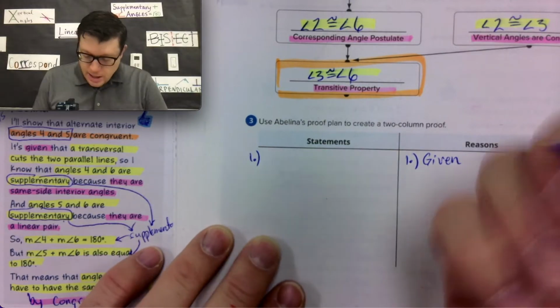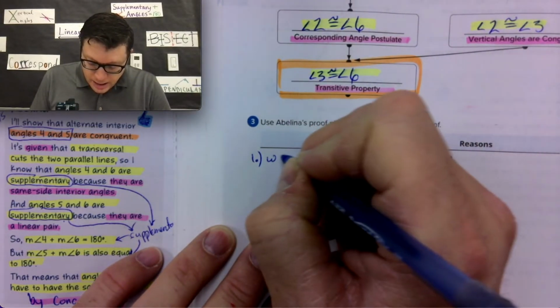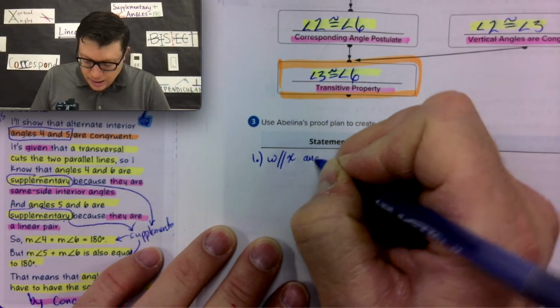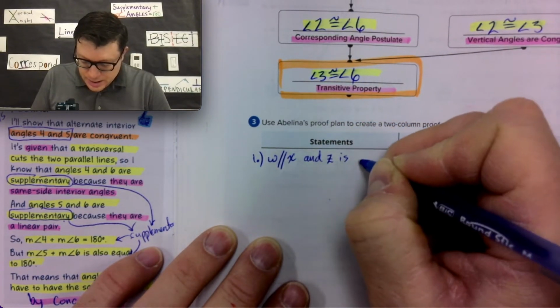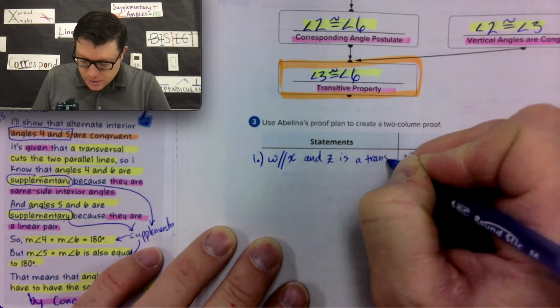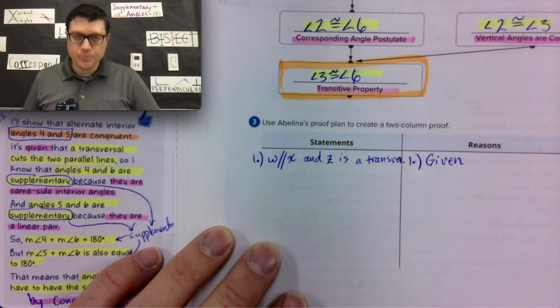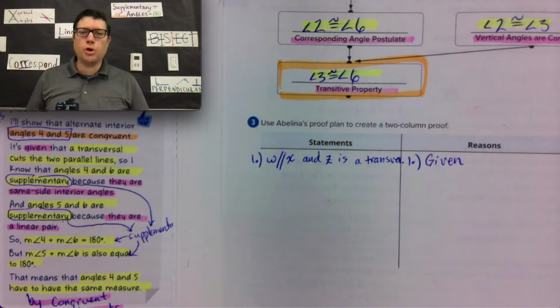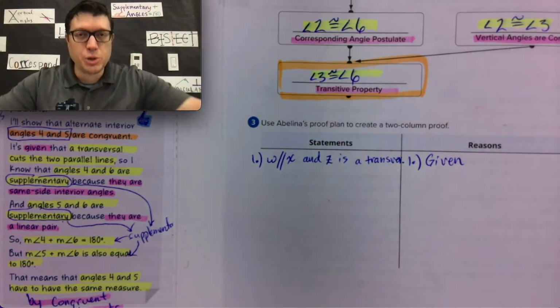For statements, I'm going to say what was before. Line W is parallel to line X, and Z is a transversal. Oh, I'm running out of room. I got to write smaller. Can I zoom in at all? Nah, you'll deal with that. I'll show you the whole thing in a minute. But just follow along as best you can right now.